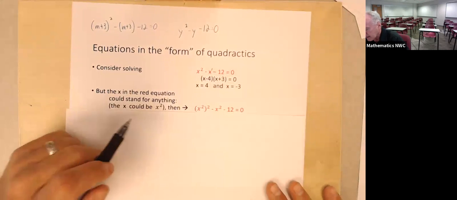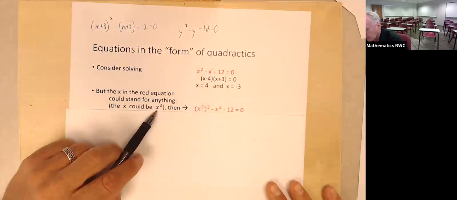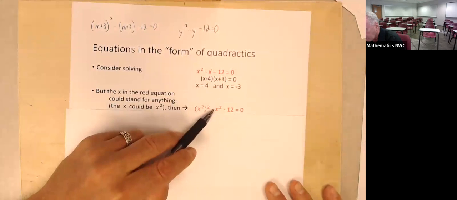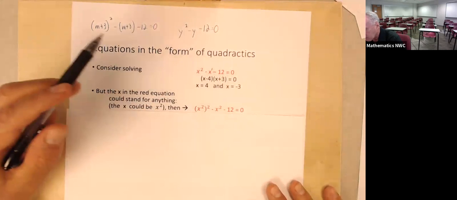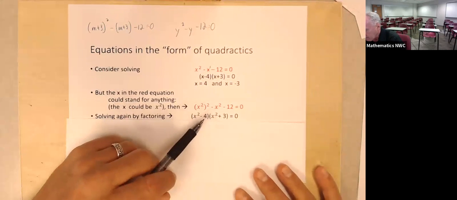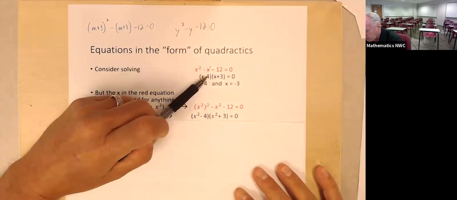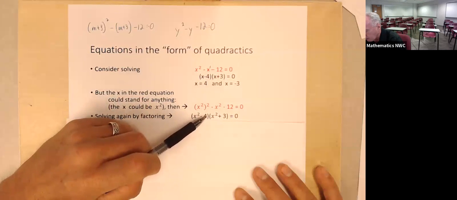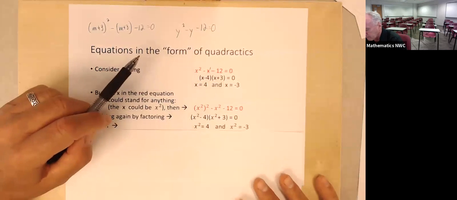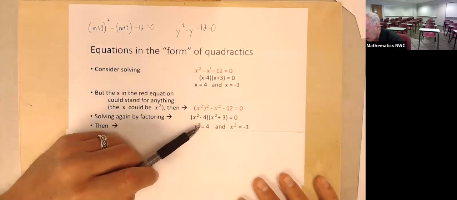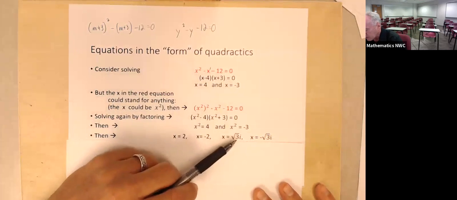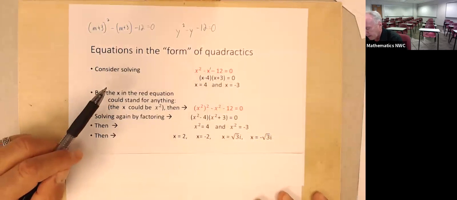I could even let that x be an x squared. Then I would have x squared squared. I have minus x squared instead of minus x minus 12. If it were x squared, just like I factored up here, x minus 4, now it would be x squared minus 4. Just like this was x plus 3, now it would be x squared plus 3. That means the x squared would equal 4, the x squared would equal a -3. Get plus or minus 2, plus or minus radical 3i.